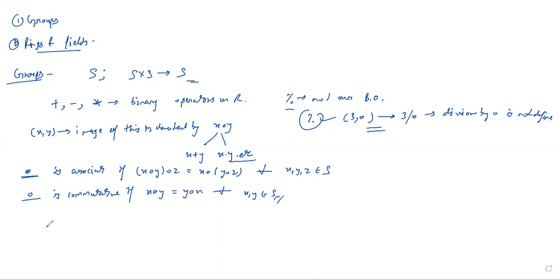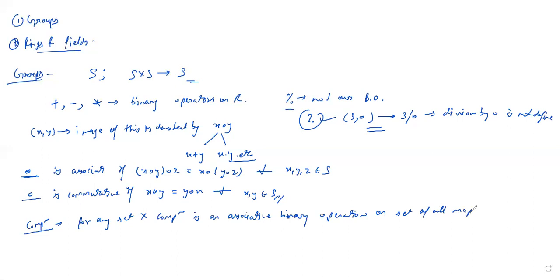And in the case of composition, if we see it in terms of composition, then for any set X, composition is an associative binary operator on the set of all maps from X to X. So for any set X, composition is an associative binary operation, which means composition follows the property of associativity, whenever the mapping is from X to X.